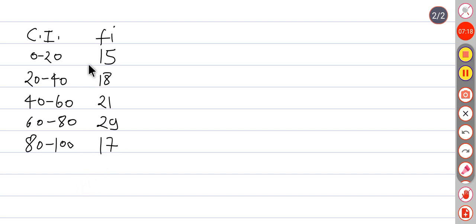Now what will you do? You will find xi, and that would be the mid values of these class intervals. So that is 10, 30, 50, 70 and 90.